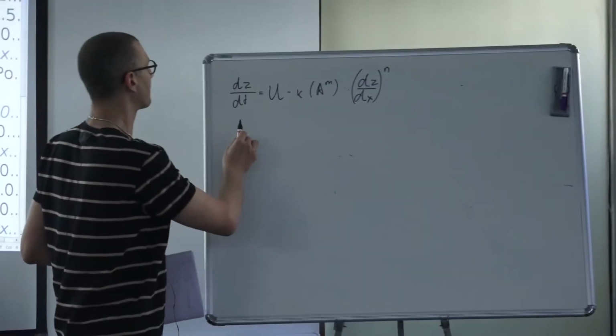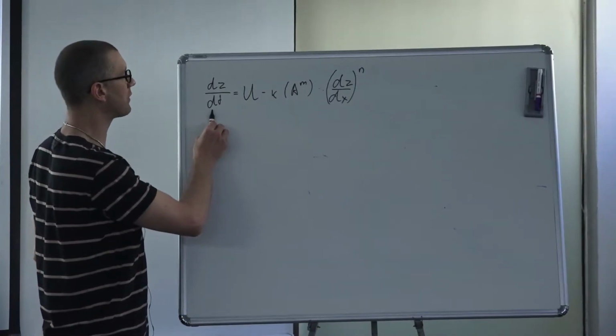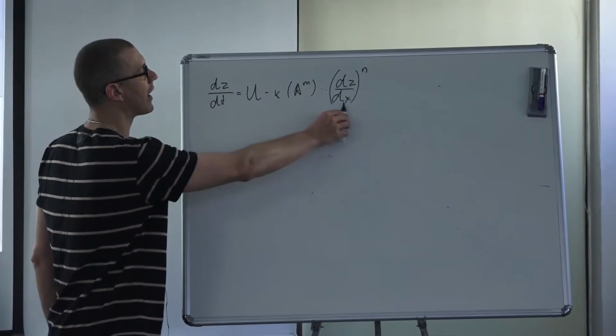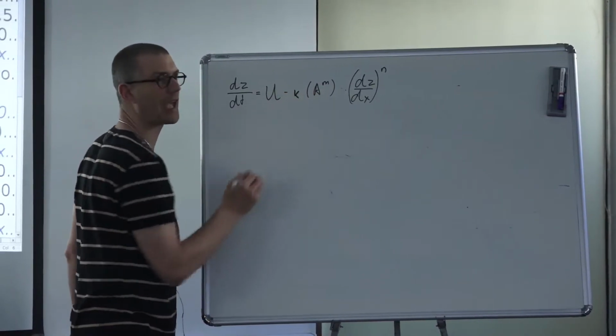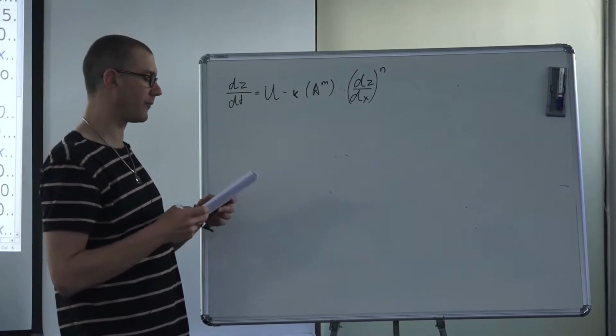So in steady state conditions, we set this to zero. This is area, this is slope. And then we solve for this k essentially, right? This is the k that we are solving for.